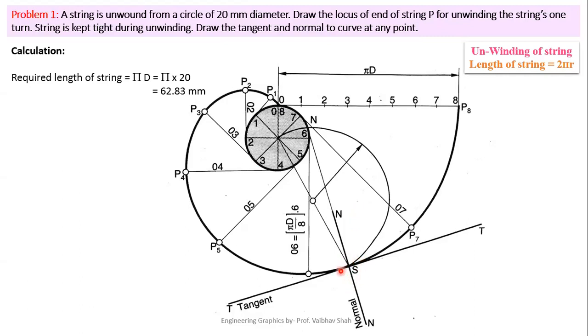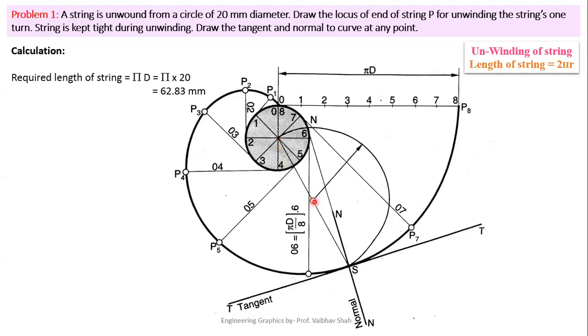So in this case, let us suppose I have selected this point S between your point P6 and your point P7. So this is my point S and this is the point at where I want to draw my tangent and normal. After selecting this point, you have to just simply connect this point with your center point of the circle. So I have connected this point S with the center point of the circle.